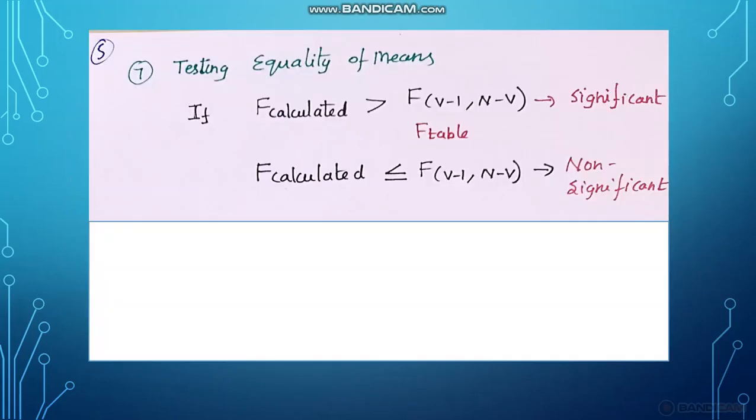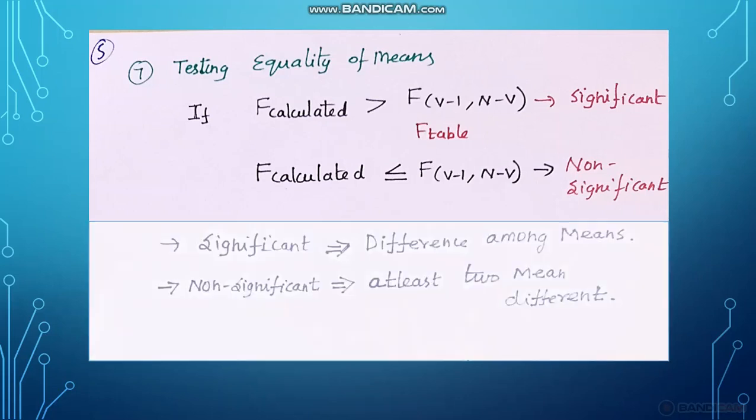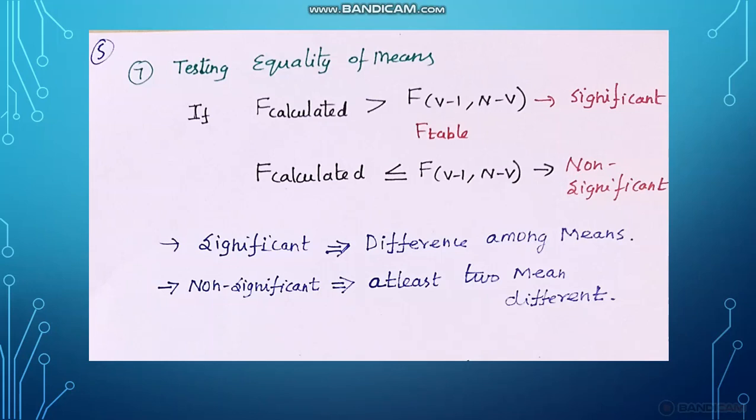The seventh step is to test the equality of means. If the F calculated value is greater than the F table value, then it is significant. If the F calculated value is less than or equal to the F table value, then we say non-significant. The table value we find from the F table for degrees of freedom V minus 1 and the error degrees of freedom. Significant means there is a difference among means. If the result is non-significant, then there is no difference among means.